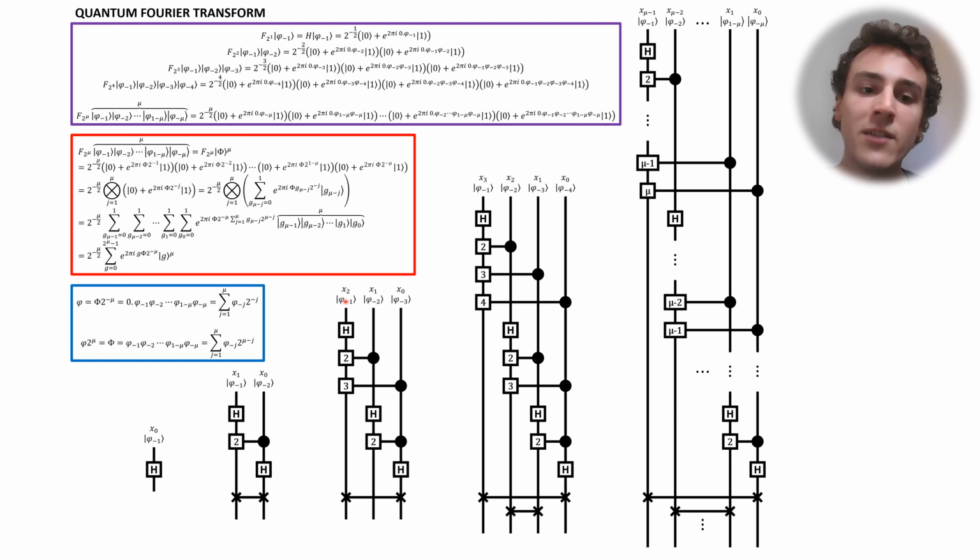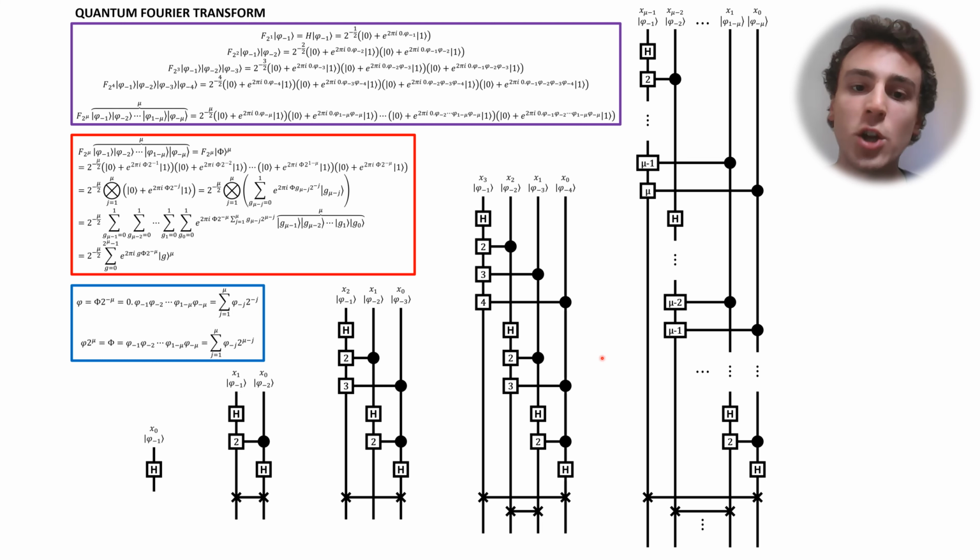So here we have the Hadamard, and then we have two controlled gates. And then after that, we have another Hadamard, but now it's acting on the qubit labeled by x sub 1. And then we have a single controlled unitary gate, and then we apply another Hadamard gate on x sub 0. And finally, we apply a swap gate. So that is the 3-qubit quantum Fourier transform as shown in this diagram.